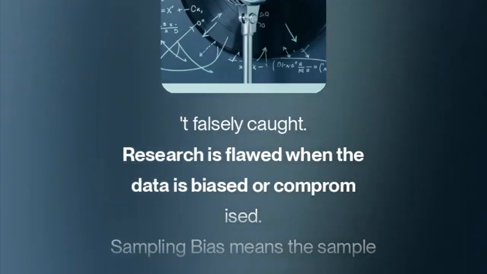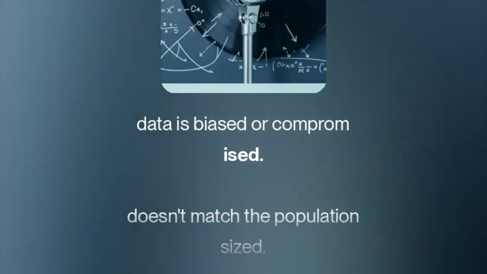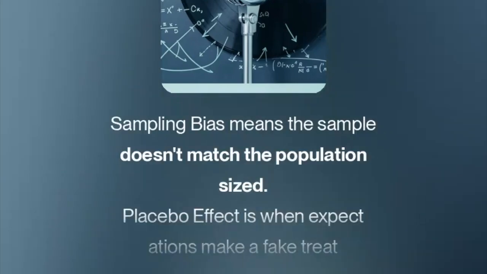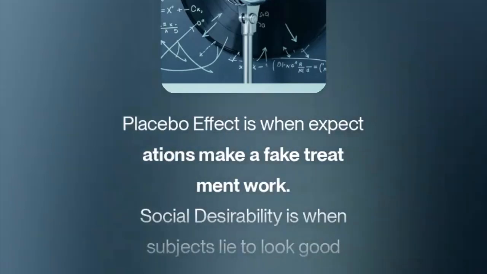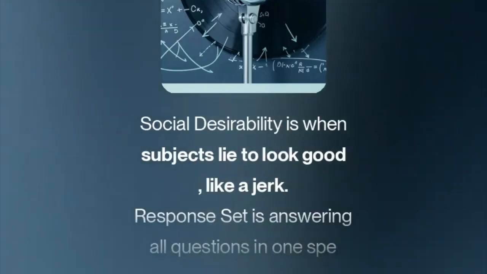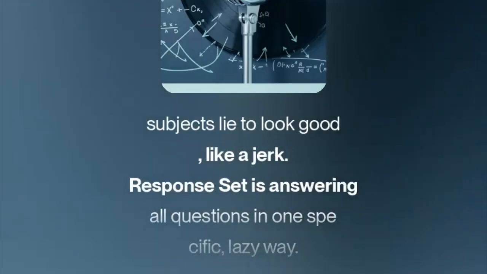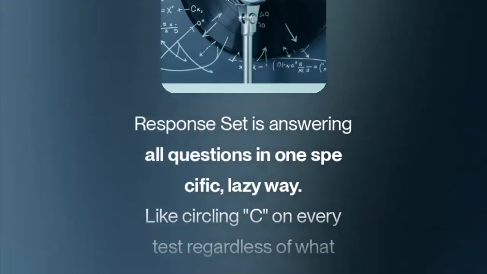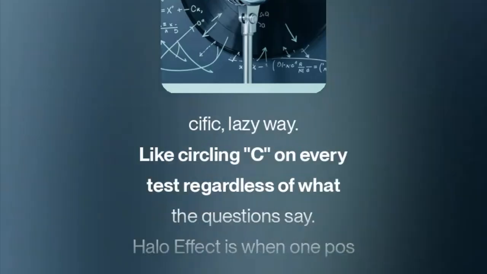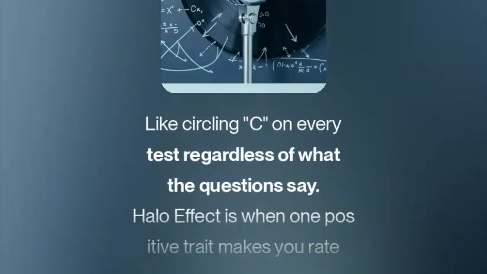Research is flawed when the data is biased or compromised. Sampling bias means the sample doesn't match the population size. The placebo effect is when expectations make a fake treatment work. Social desirability is when subjects lie to look good like a jerk. Response set is answering all questions in one specific lazy way, like circling C on every test, regardless of what the questions say.